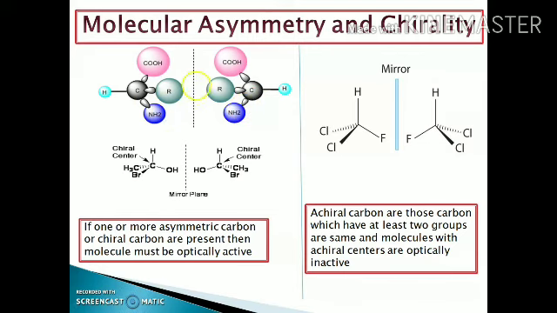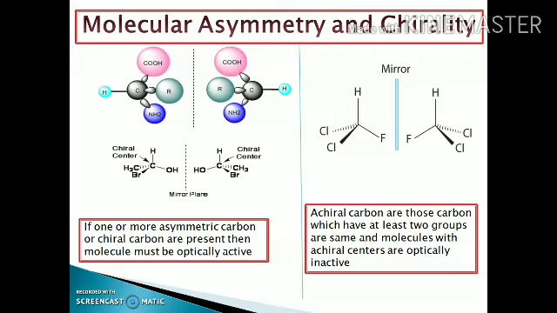But if two groups are the same, like in this compound where two chlorine atoms are present, then the given compound is symmetric and optically inactive. It means such molecules in which one or more carbon atoms carry four different groups would lack symmetry and are termed asymmetric molecules, having the property of optical activity.